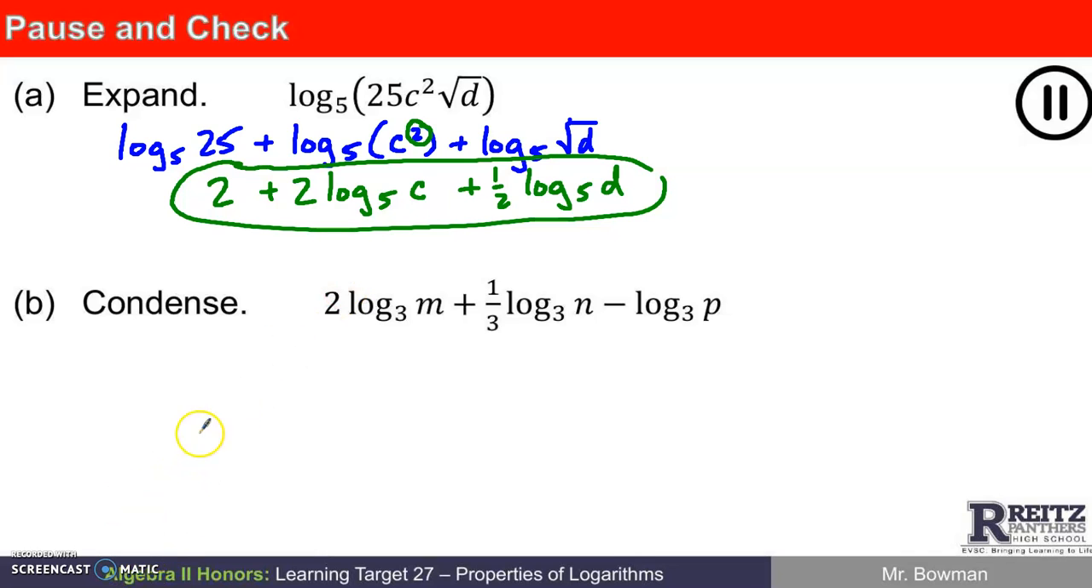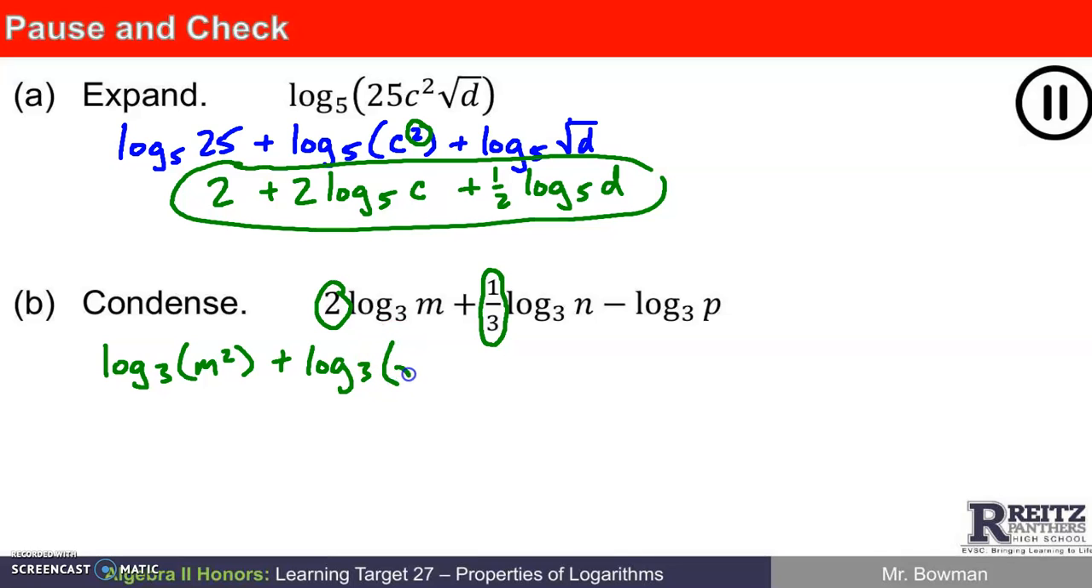On B, you were asked to go the other way, condense the expression. Here I see 2 coefficients that can be rewritten as powers of the inputs. So we've got log base 3 of m squared plus log base 3 of, what is n to the 1/3 power? It's the cube root of m. Sorry, not m, n. Fixed it. The cube root of n, minus log base 3 of p.